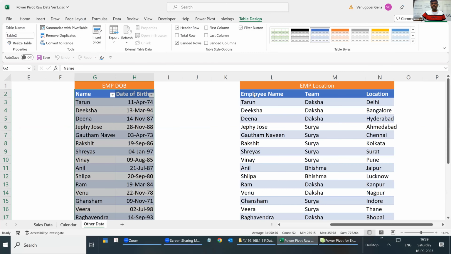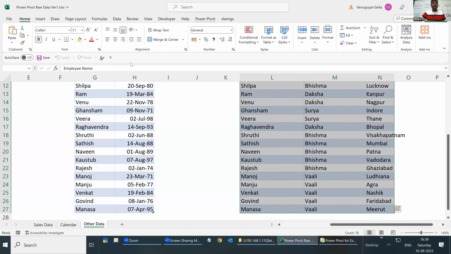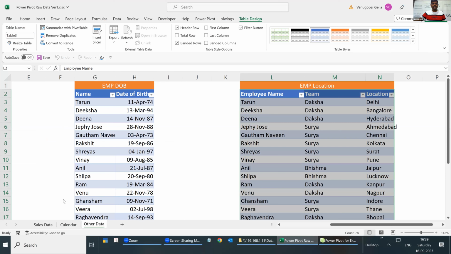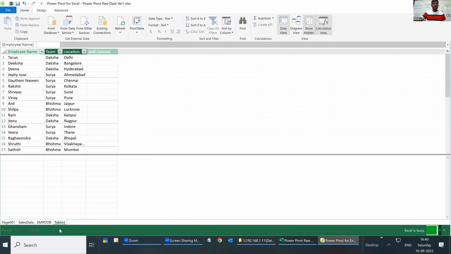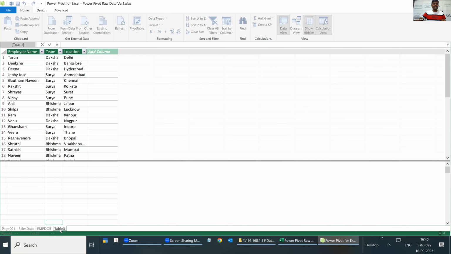So if you see, I am now creating data models for each and every one. So employee location details. Let me add this to the data model, employee location. This is added to the data model, and always rename it, ensure it is proper, otherwise when we are creating the pivot tables, you will find a challenge when things are like this. Let me rename, and this is the employee location.